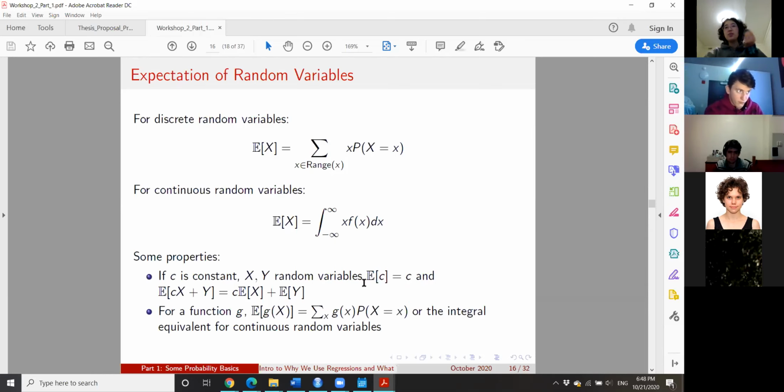Okay, so expectation. The expectation of a random variable is kind of like the average, and on the slide are some formulas for expectation and properties. But essentially what you're doing is taking a weighted average of all the values that X can take, weighted by the probability that X occurs.